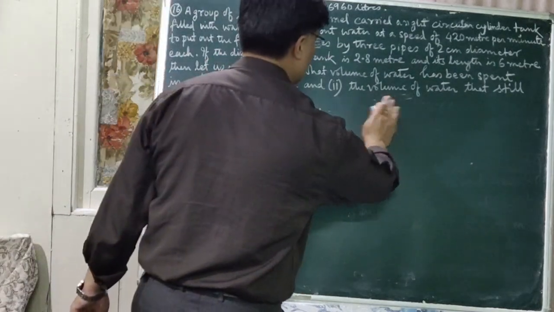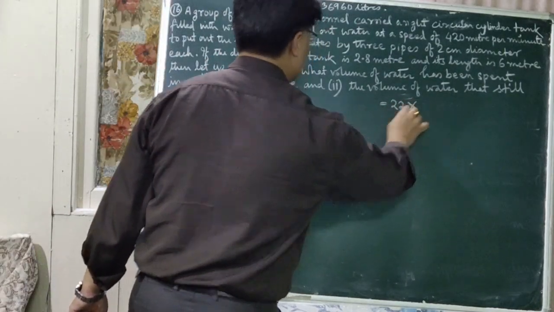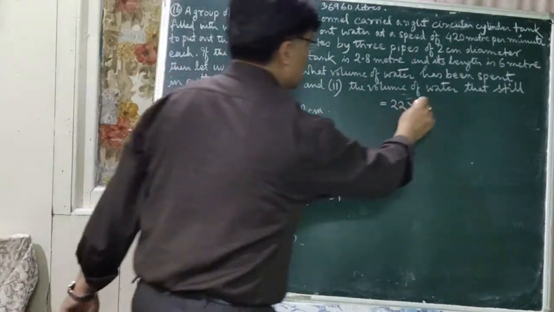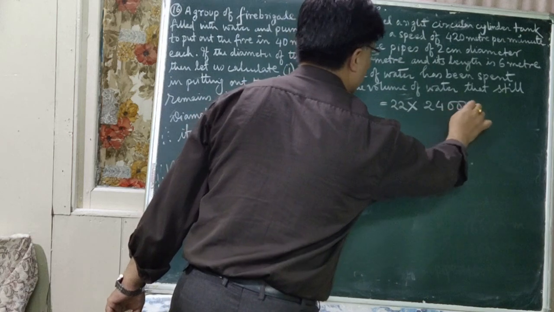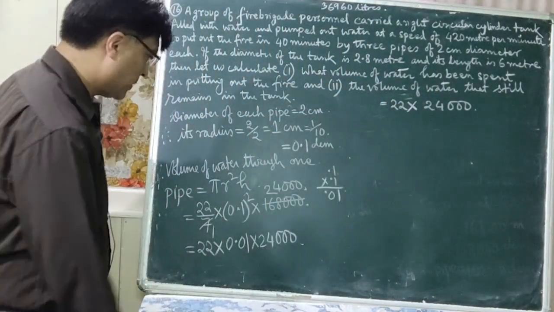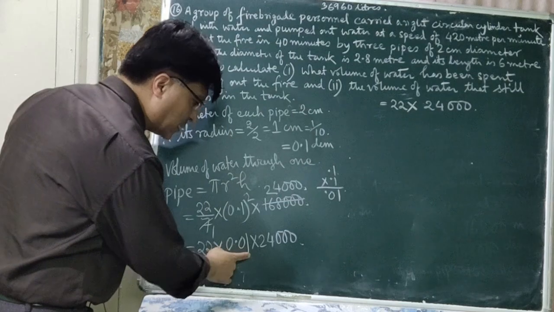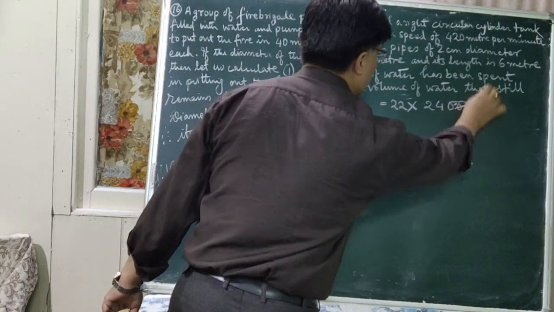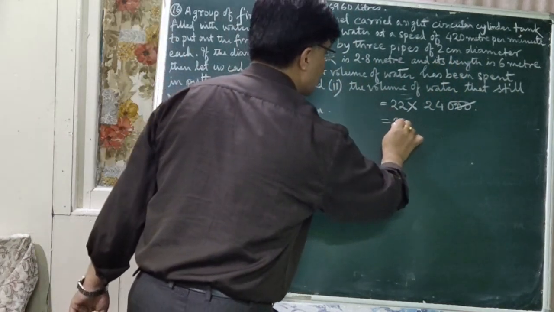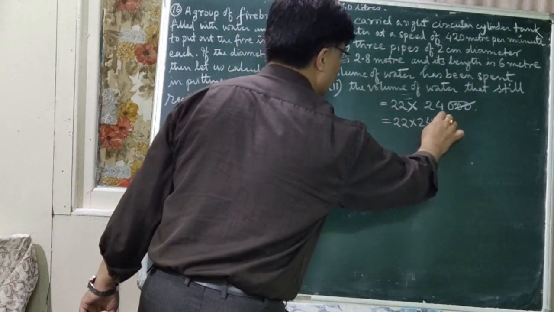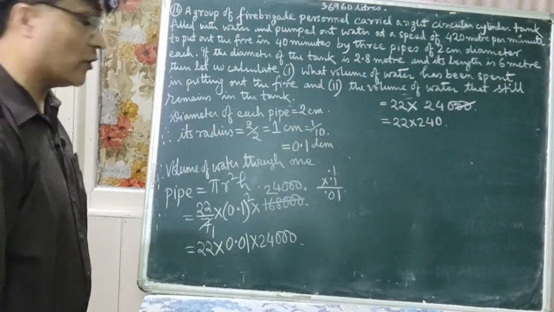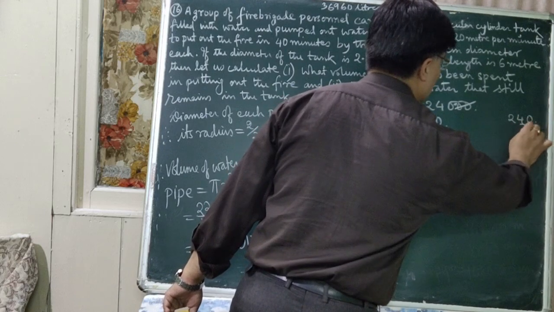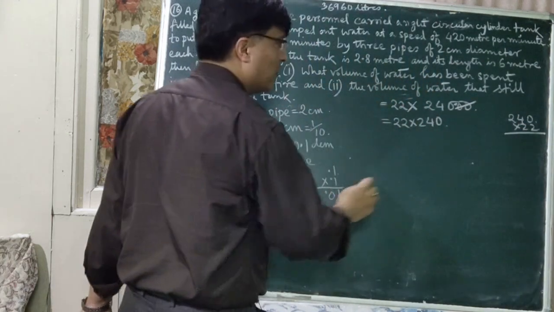So let us multiply it, which is equal to 22 into 24000 into 1. 24000, right? After the decimal point, how many figures are there? Two figures. So you have to write down the decimal point before two figures, that is before two zeros. This will be cancelled. So it is equal to 22 into 240. So let us multiply them: 240 into 22.